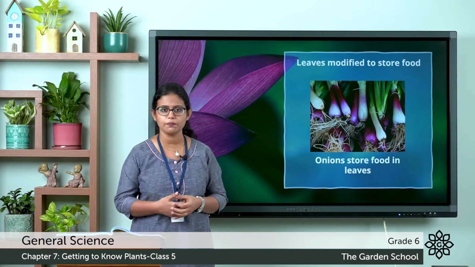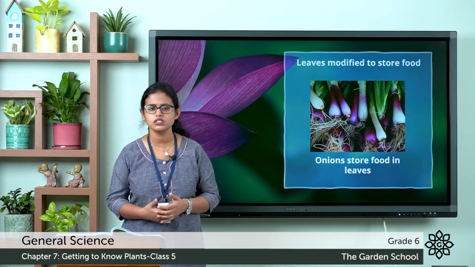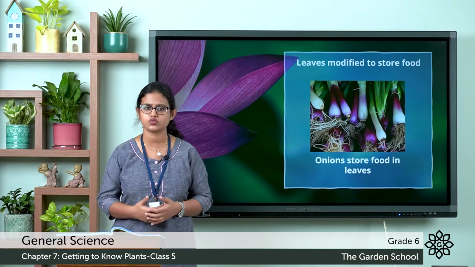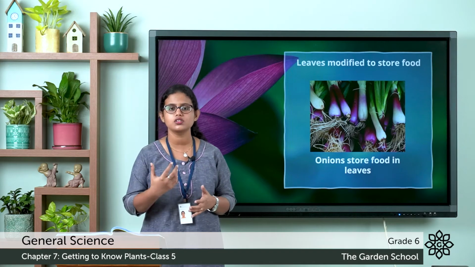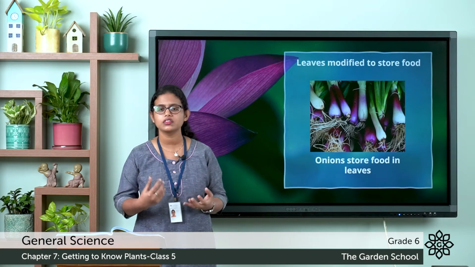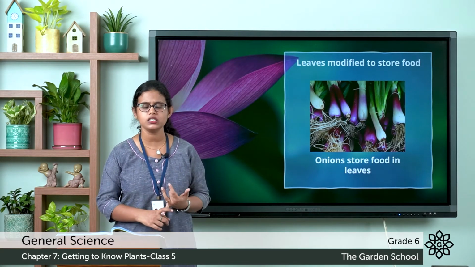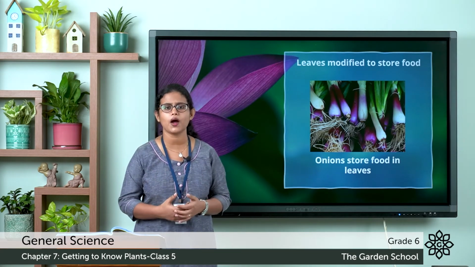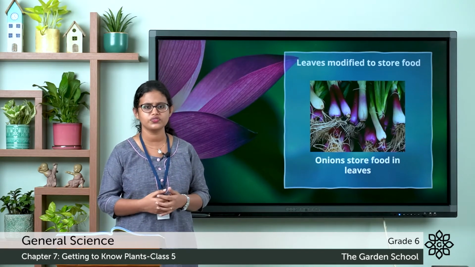Let's take the example of the onion plant. This onion plant has leaves that are modified to store extra food. The excess amount of food gets stored in the underground leaf, which becomes thick and fleshy. So, the leaves of an onion plant are modified to store food. So, that is about the leaf which is modified to store food.